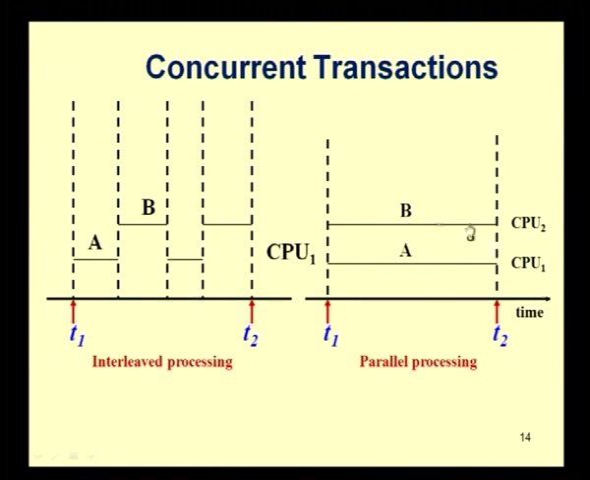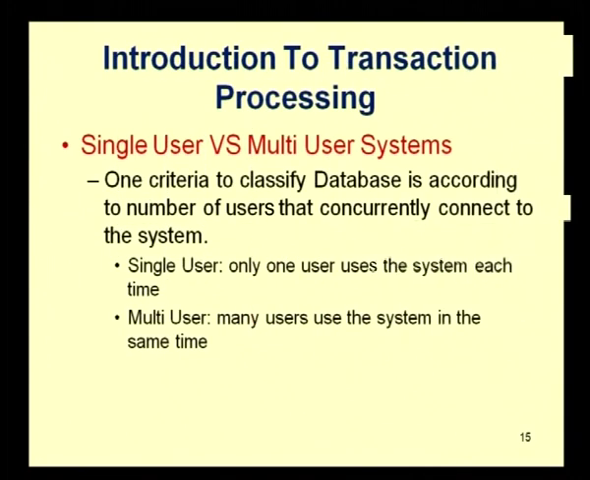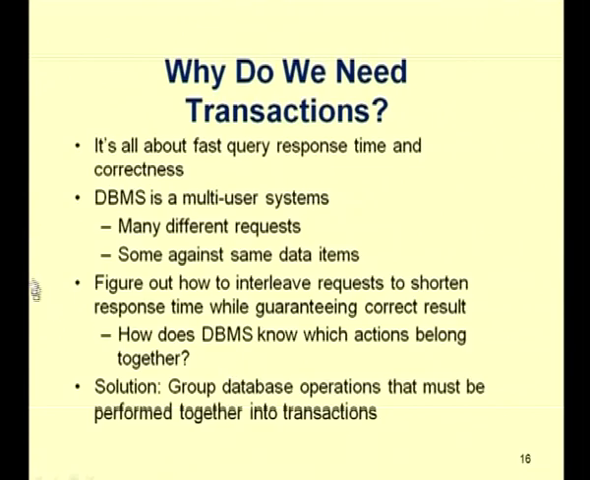So, this is parallel processing. Now, single user versus multi-user: one criterion to classify, which we already saw, is the number of users and the number who will be using the system at the same time. Now, why do we need transactions?